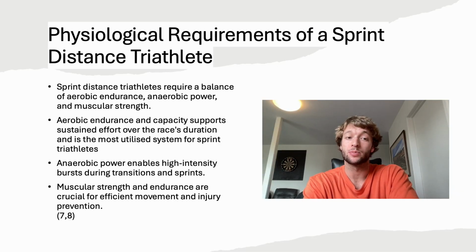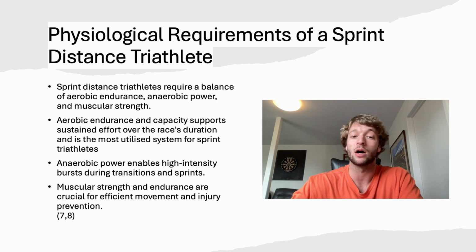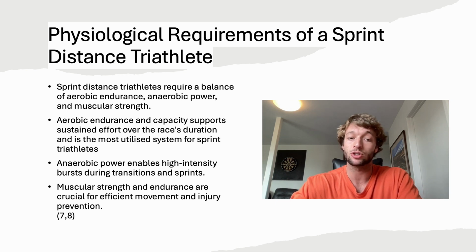Physiological requirements of a sprint distance triathlete. Sprint distance triathletes require a balance of aerobic endurance, anaerobic power, and muscular strength. Aerobic endurance and capacity supports sustained effort over the race's duration and is the most utilised system for sprint triathletes. Anaerobic power enables high-intensity bursts during transitions and sprints. Muscular strength and endurance are crucial for efficient movement and injury prevention.